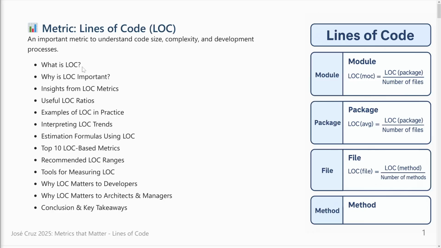What are lines of code? Intuitively you probably already know how to interpret them, and the estimation formulas that you can use. I will give you 10 different metrics where you can apply the lines of code and that can be helpful for you or your manager or even DevOps, for instance. Then recommended line of code ranges. What are the best practices? What are the right number of lines, for instance?